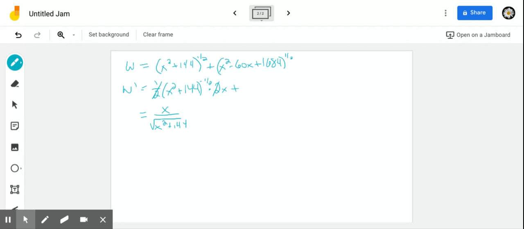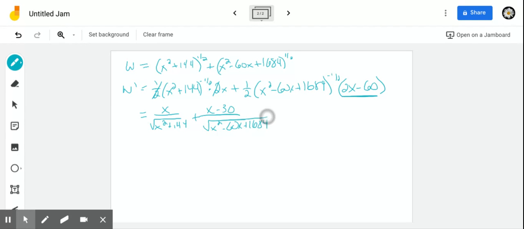All right, now it's time for the derivative of the next one. Bring the 1/2 down. x squared minus 60x plus 1684 to the negative 1/2. We have another chain rule, so 2x minus 60. And I'm going to go ahead and do 1/2 of the stuff that's in here. So that gives me x minus 30 over the square root of x squared minus 60x plus 1684. And we're setting that equal to 0.